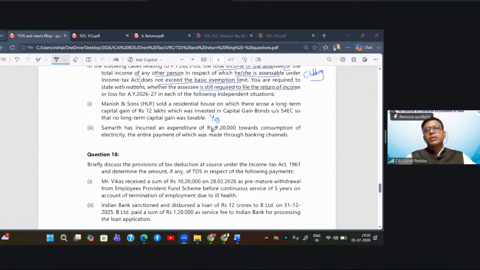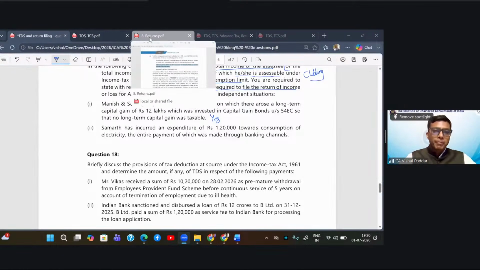Samarth has incurred an expenditure of 1,20,000 towards consumption of electricity. So the electricity bill of Samarth is 1,20,000. The payment is made through banking channel. Now the question is, is Samarth required to file returns? Here there is no question of income also. Samarth only has some expenses in the form of electricity bill.